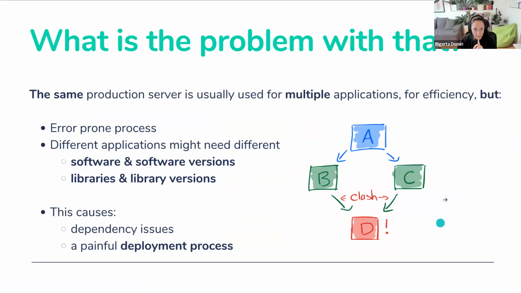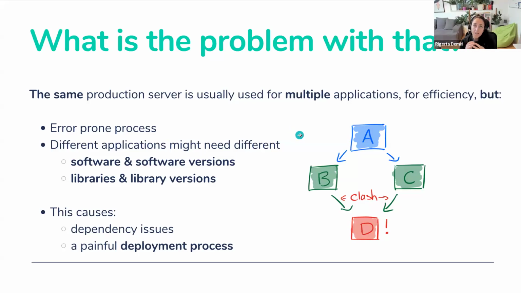What is the problem with that? One of the major problems was that there was one production server. Most companies would use the same server to deploy many of their different applications. But this is not only an error-prone process because it would happen manually, but different applications might also need different software and software versions, different libraries and different library versions.